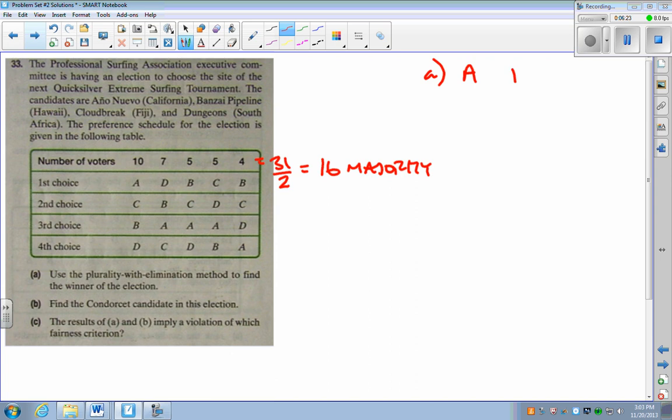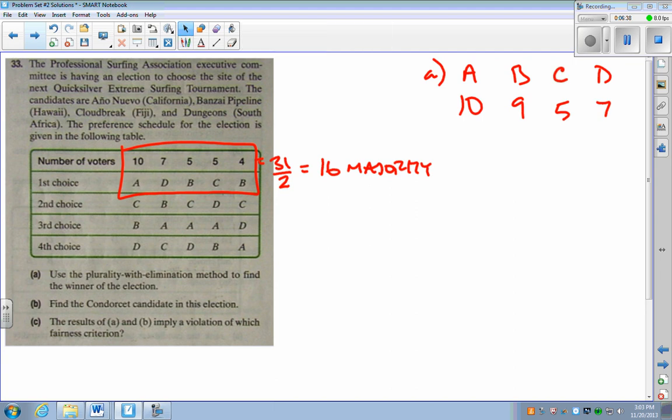So we're going to go A, B, C, and D. Count up first place votes. That's all we care about. Person A's got 10, B's got 9, C's got 5, D's got 7. No one has a majority, so C's gone. We need to reassign their votes. They go down here to person D. So person D gets a +5.